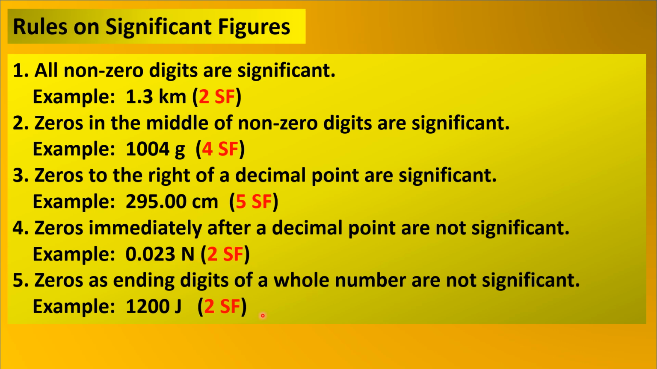And the last one, zeros as ending digits of a whole number are not significant. Example, 1,200 joules. In this measurement, only 1 and 2 are considered significant, while the two zeros are not considered significant.